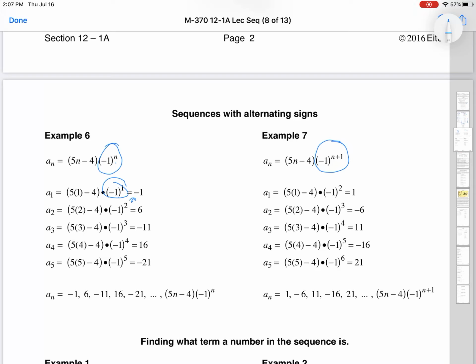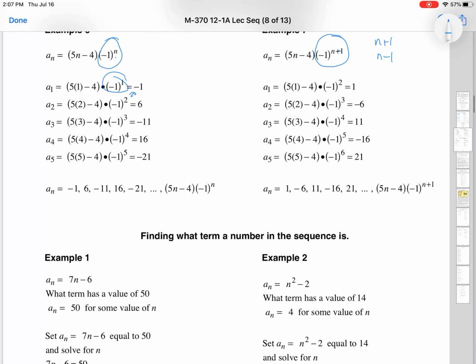If you wanted it to start out positive, all you would have to do is adjust that by 1. It could actually be one of two things. It could be n plus 1 like he has, but it also could be n minus 1. That would also allow it to start positive as opposed to starting negative. And you can see that we get the exact same results because the 5n minus 4 hasn't changed, but we get the opposite signs happening. So pretty cool, something to be aware of.